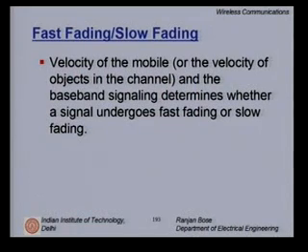So, a comment on fast fading versus slow fading. The velocity of the mobile or the velocity of the objects in the channel and the baseband signaling alone determines whether a signal undergoes fast fading or slow fading. So, if I was moving and I stop at a red light, I come into the domain of slow fading, and then when I see a green light I pick up speed and accelerate, I again get into the fast fading scenario.